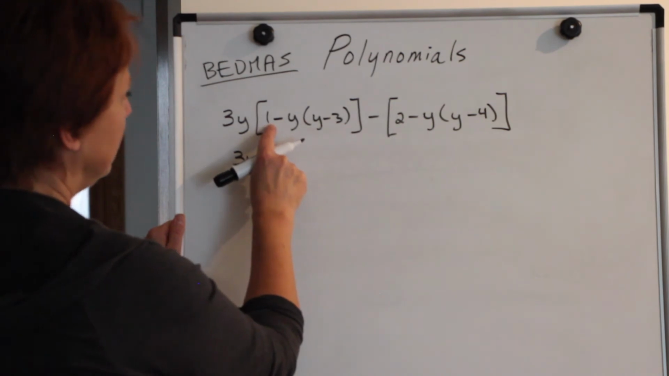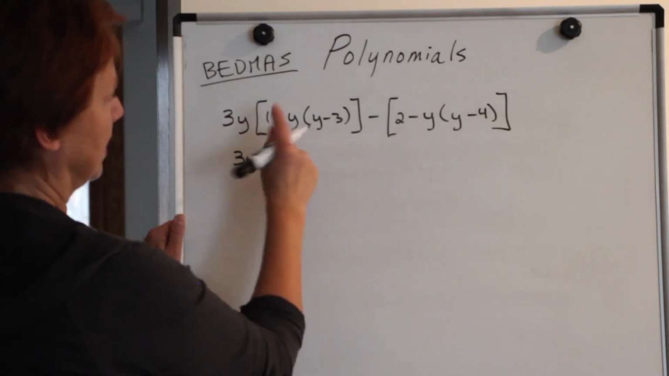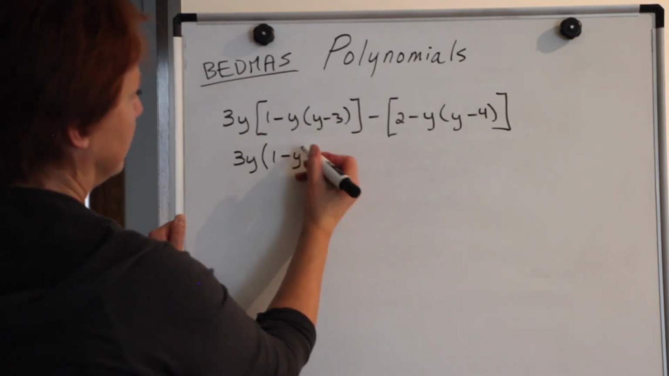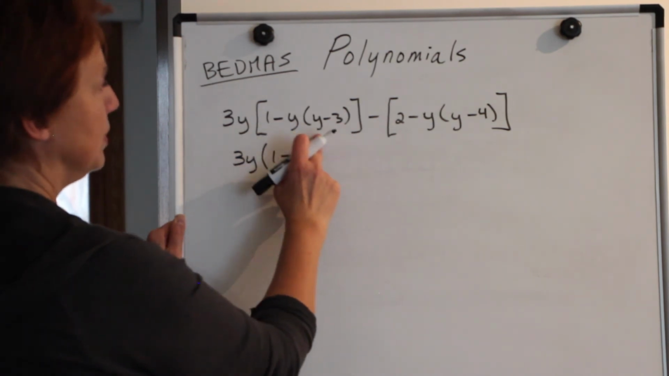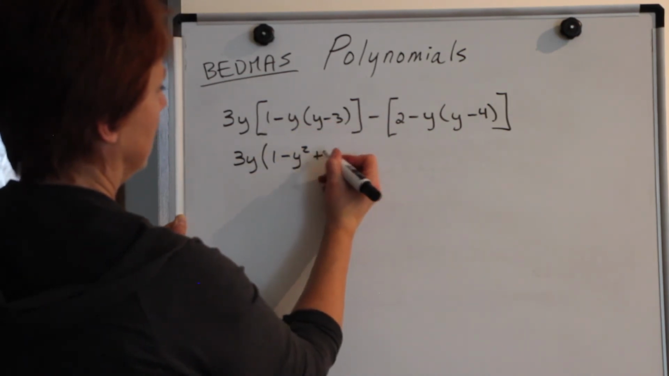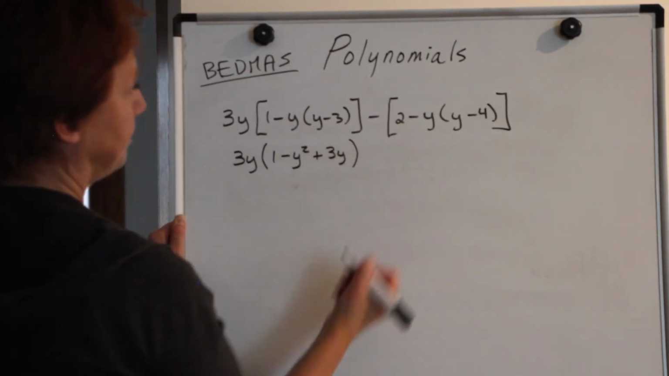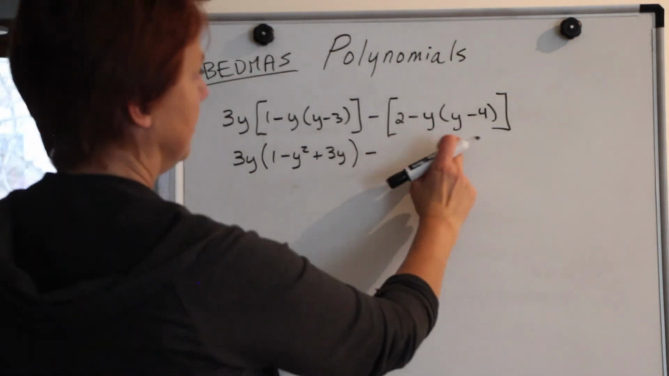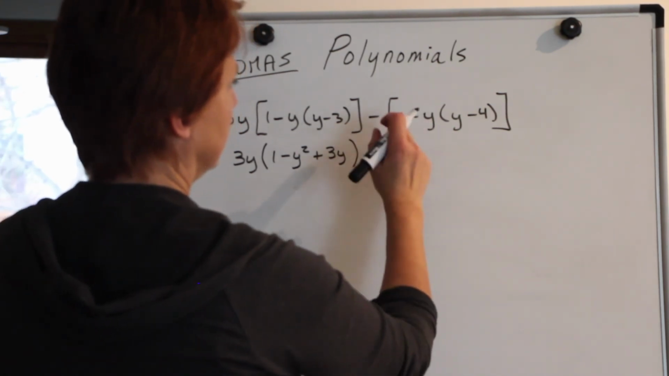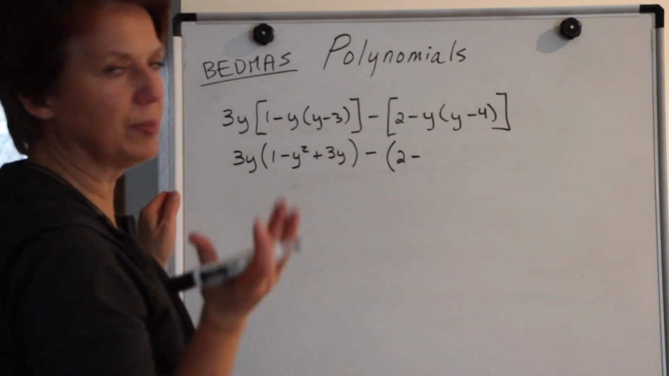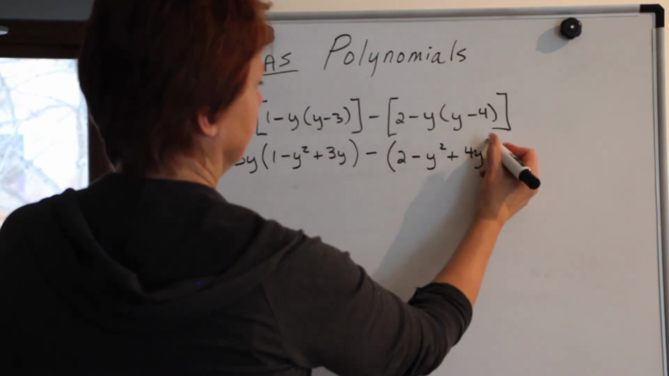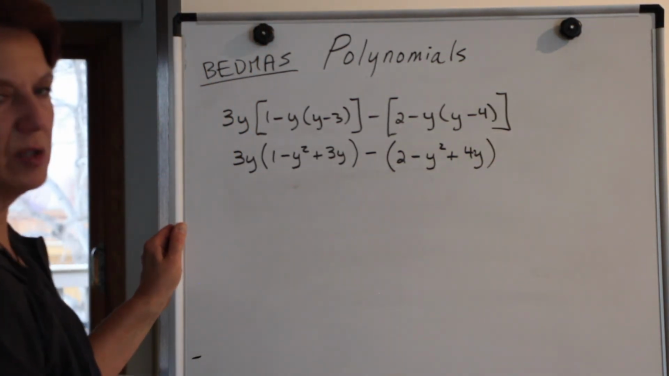So this one is not multiplied, added, or subtracted to anything at this point, because we have to do the multiplication first. So 1 minus y squared. So negative y times y is negative y squared. Negative y times negative 3 is plus 3y. Minus, I'm going to do the same thing here. I'm going to eliminate the inside brackets, which will mean that the outside brackets can change to round ones. You could keep them square, it doesn't matter. Y squared plus 4y. Now it doesn't look so bad anymore, does it?